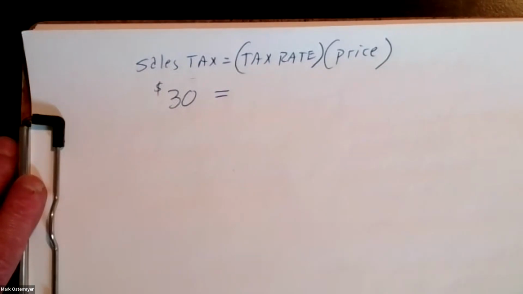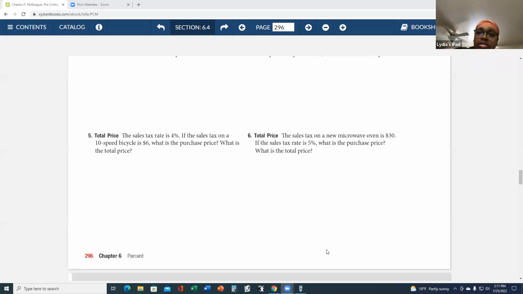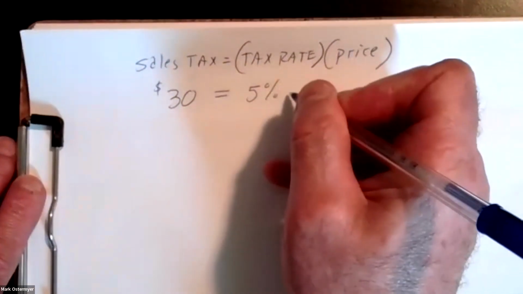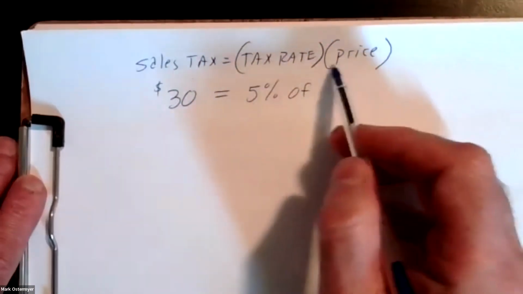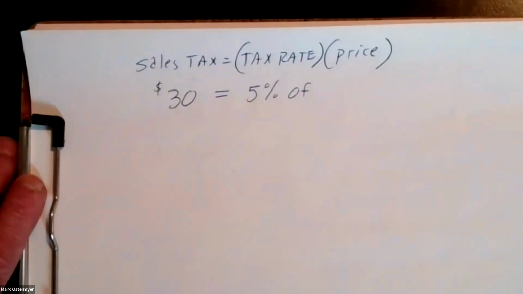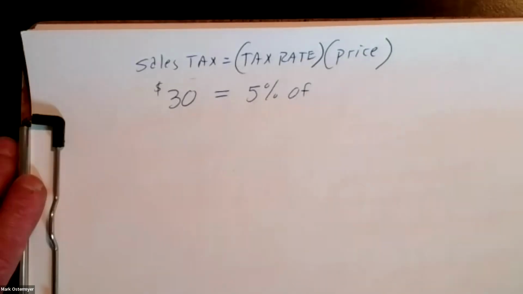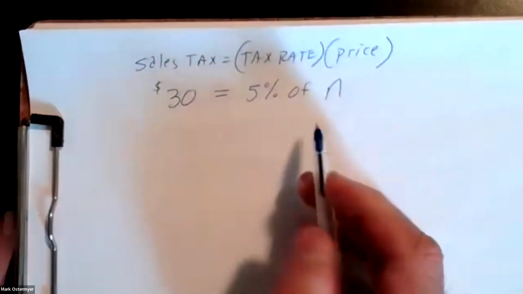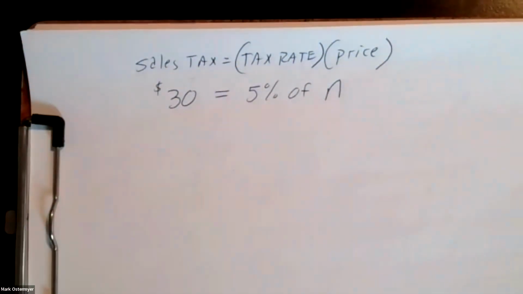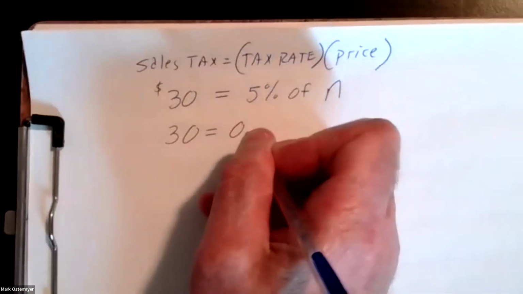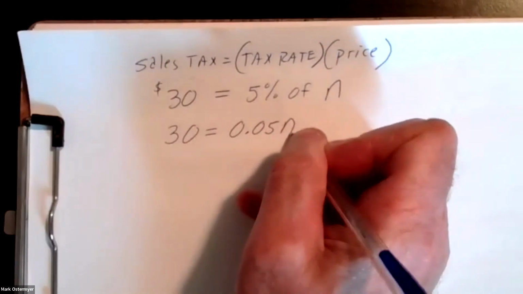Do we know the sales tax rate for this microwave oven? 5%. So the sales tax rate is 5% of what was the price of the microwave oven? Did they tell us that? No, they want us to find that. So we call it a variable. That's right. It's an unknown. So we call it n. We got to solve for the price of this microwave oven. We got to solve this equation for n. So our equation would be 30 is equal to 0.05 times n.